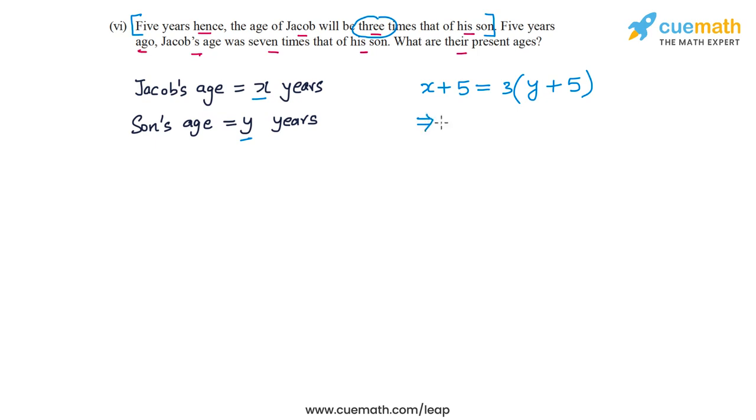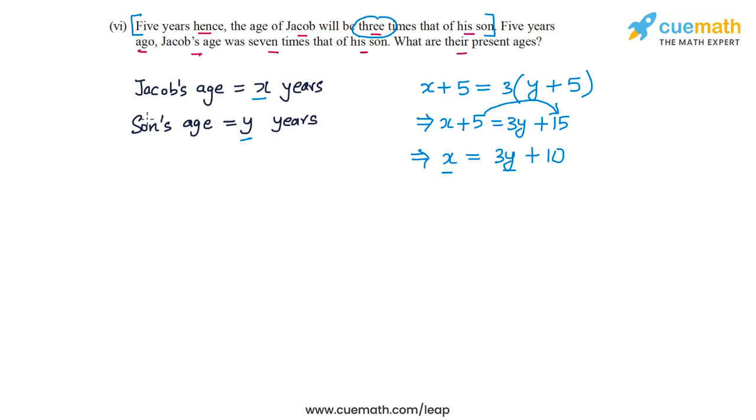And this gives us our first linear equation in x and y. So let's write it in the standard form. So we have x plus 5 is equal to 3y plus 15. And let me write this as x equal to 3y plus 10. So basically I've taken this 5 on the right side and subtracted it from 15. So this is the first equation in x and y.